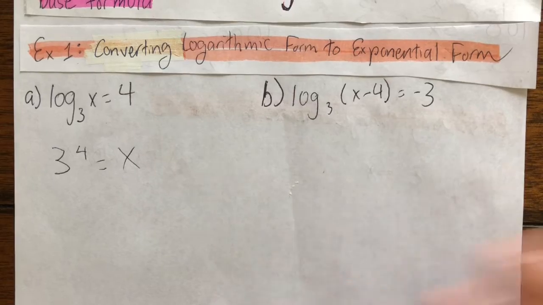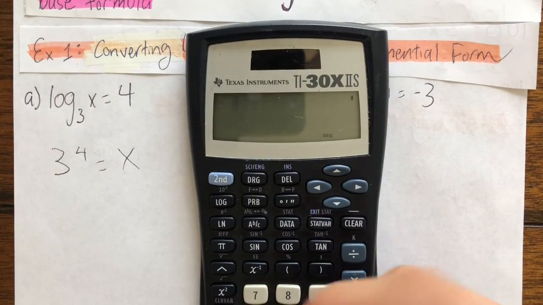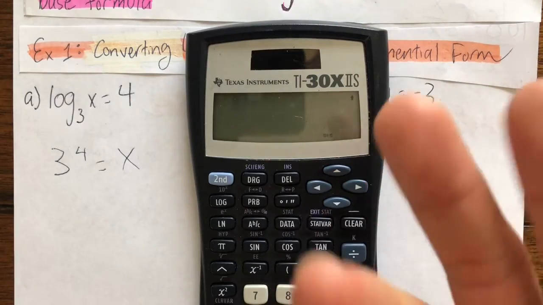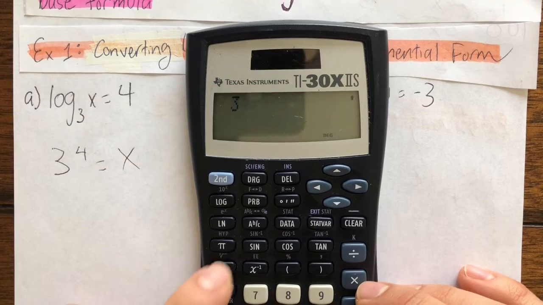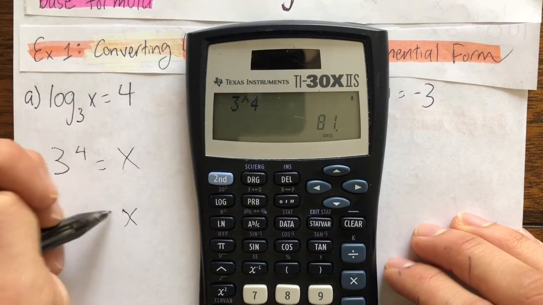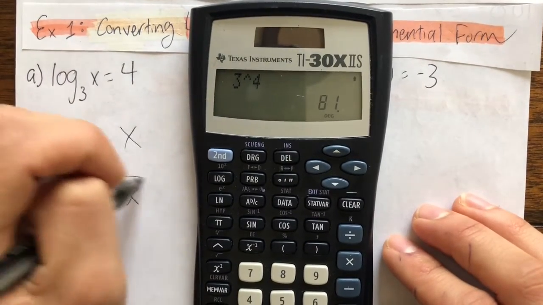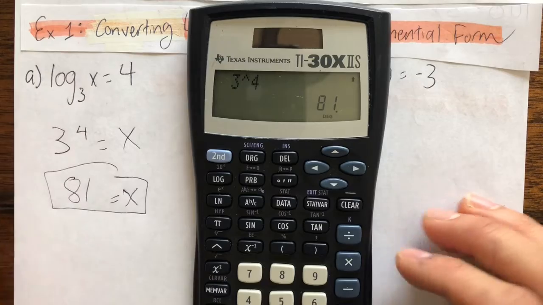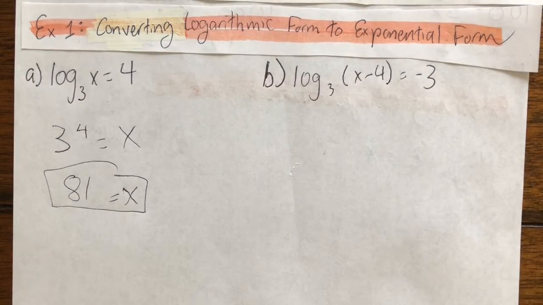And then if I raise 3 to the 4th power in my calculator, that means I'm multiplying 3 four times: 3 times 3 times 3 times 3. So we have 3 to the 4th power, and that gives me 81. So x equals 81. All right, so we have x equals 81 as my first answer. Now let's take a look at part B.